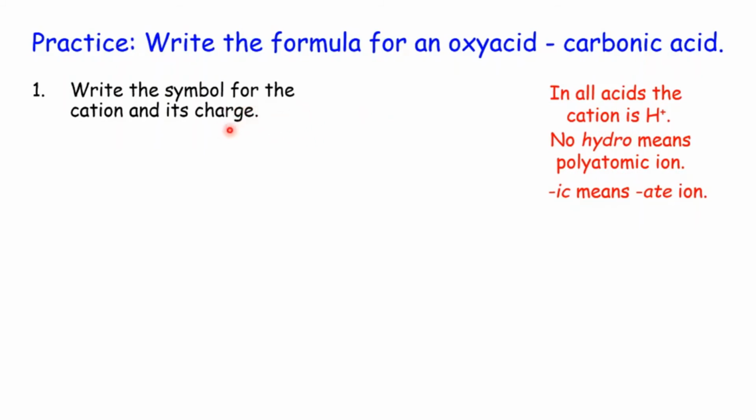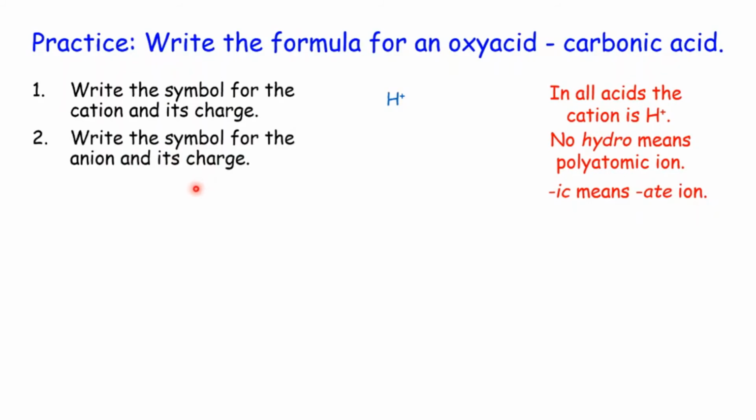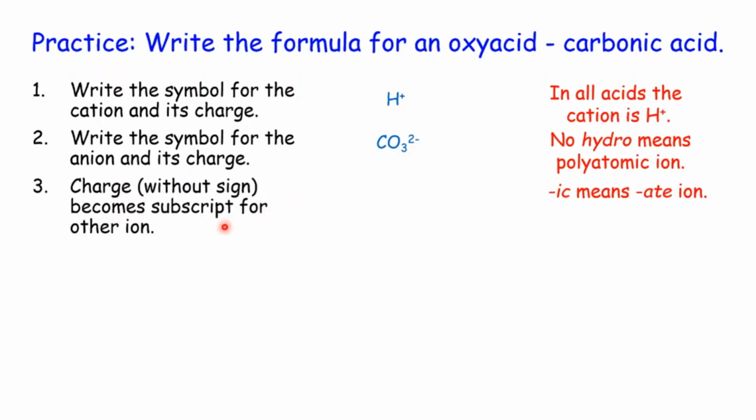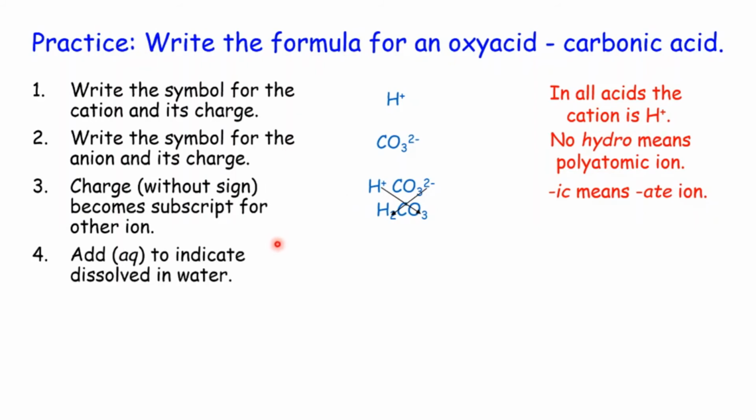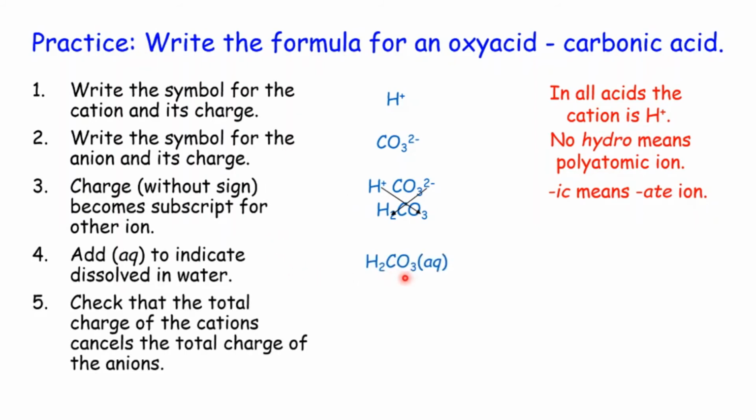Write the symbol for the cation and its charge, H+. Write the symbol for the anion and its charge. Of course, that should be carbonate, CO3 2-. And then the charge becomes the subscript for the other ion. That's why for hydrogen you now have 2, because the charge for carbonate is 2-. And for carbonate, you have just one CO3, because the charge for the other ion H is 1. Add AQ, that's the formula.